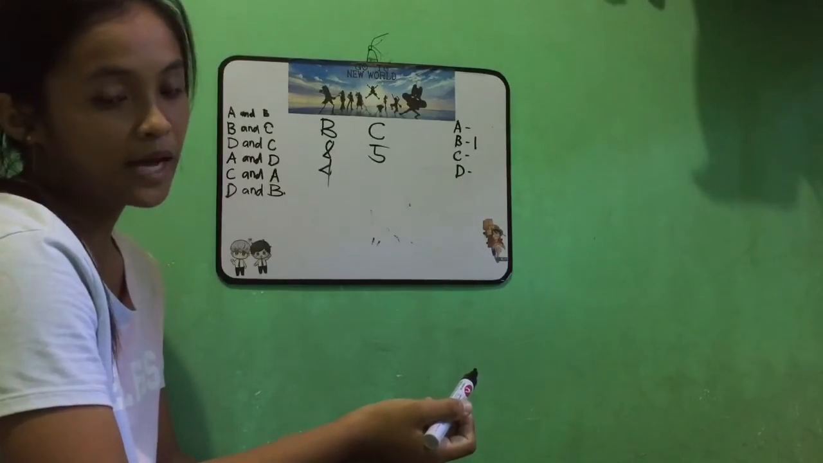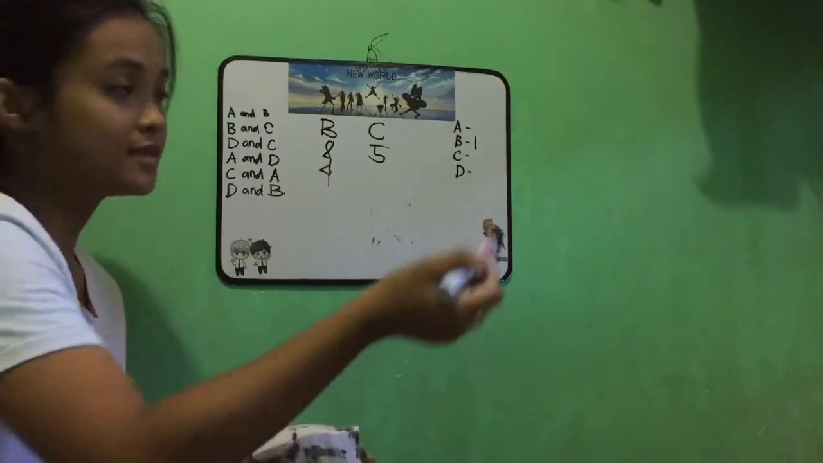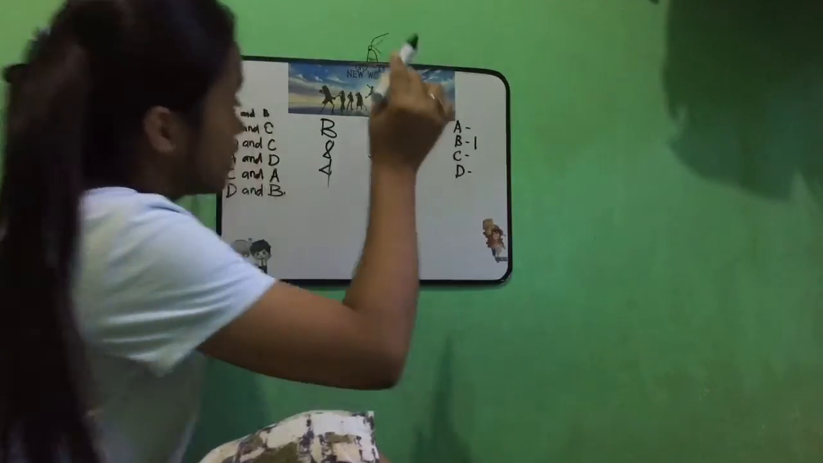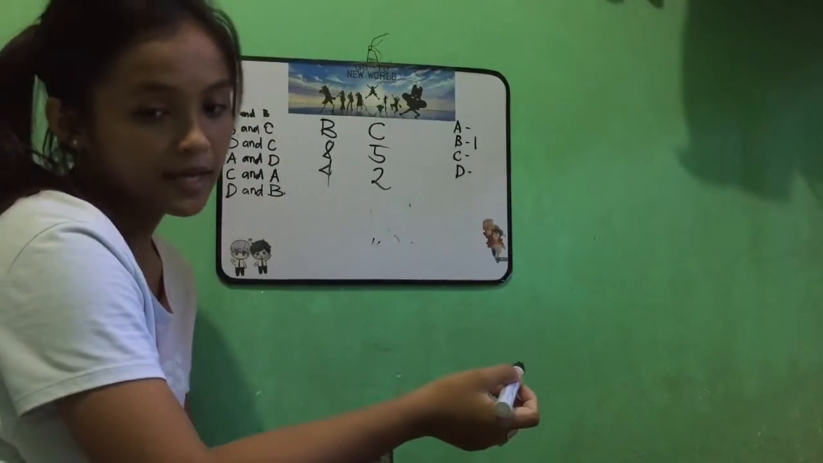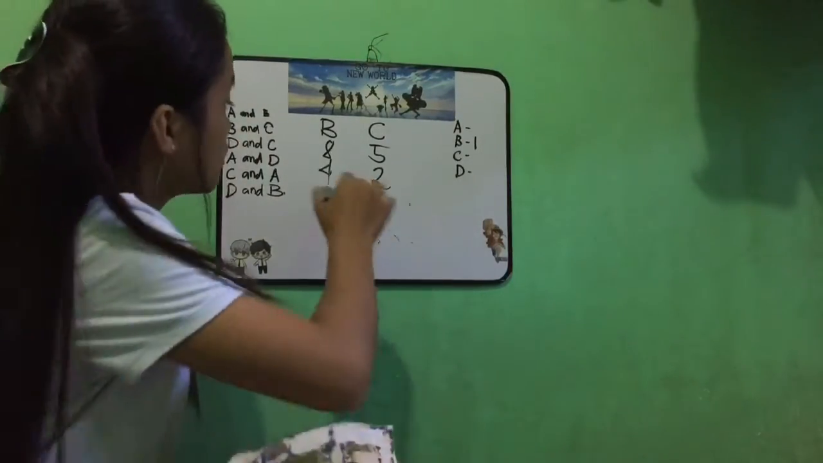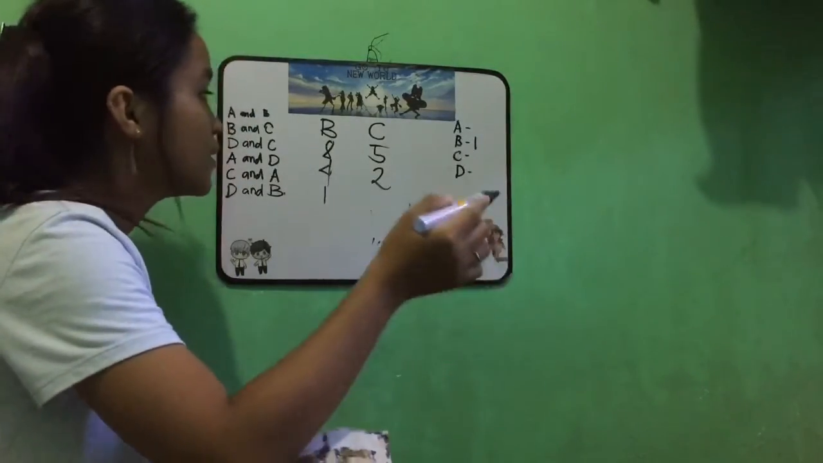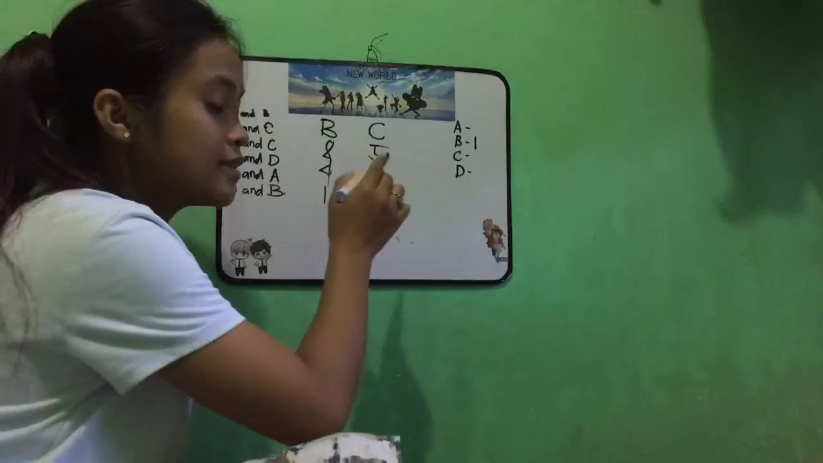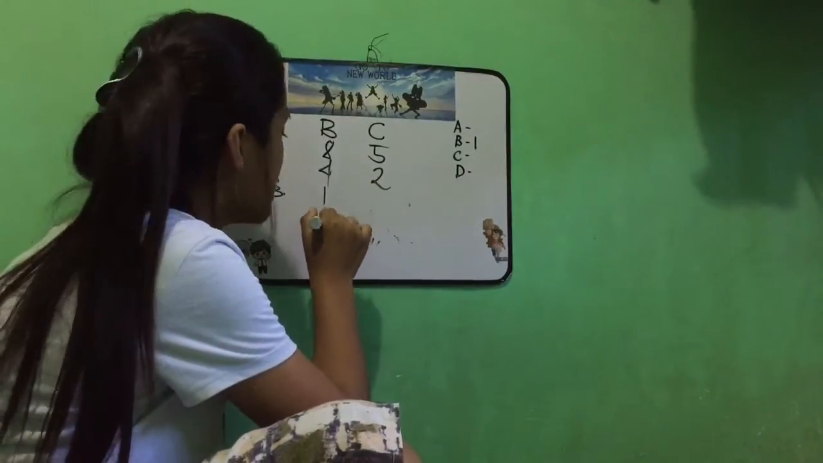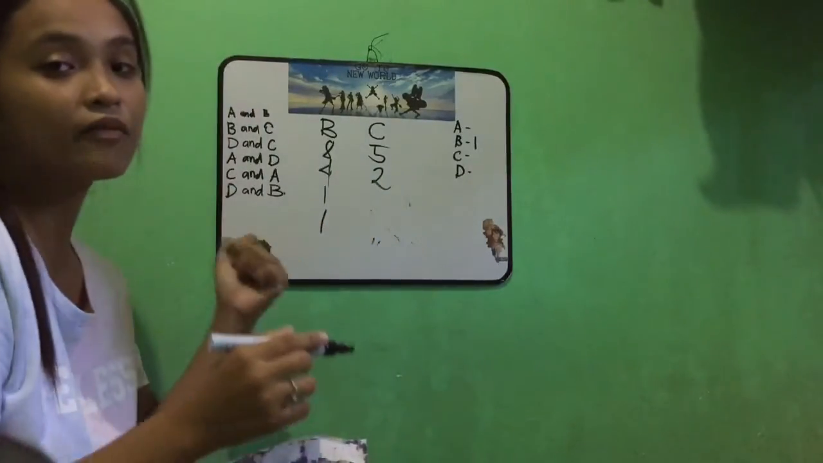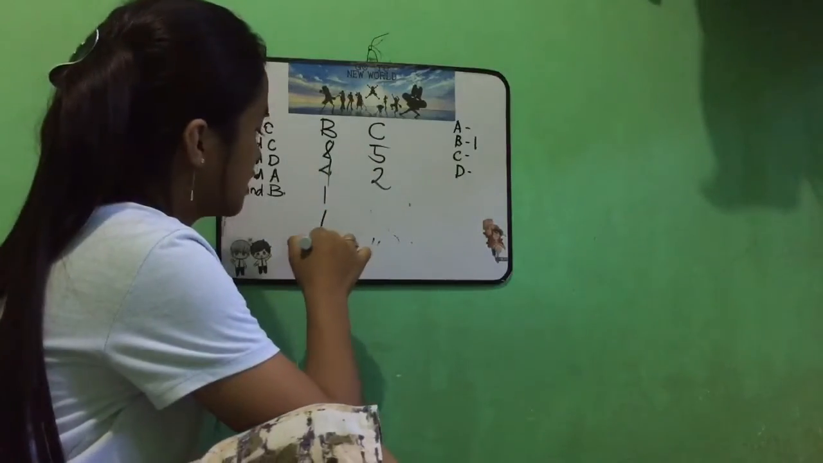C will have 2 votes since it appeared earlier than B. Next, B will have 1 vote since it appeared earlier than C. And then next column, B will have 1 vote again since it appeared earlier than C. And the last column, B will have 1 vote since it appeared earlier than C.